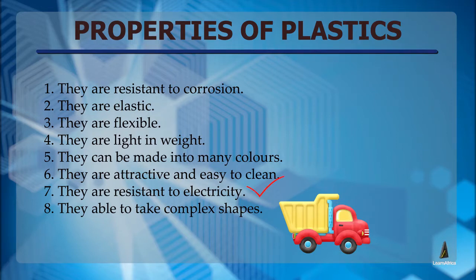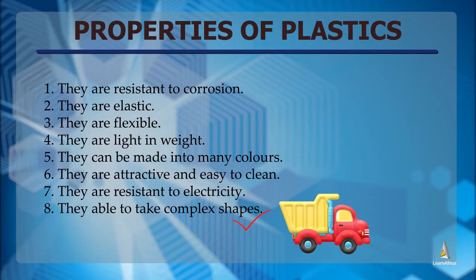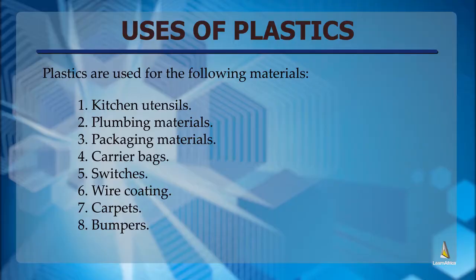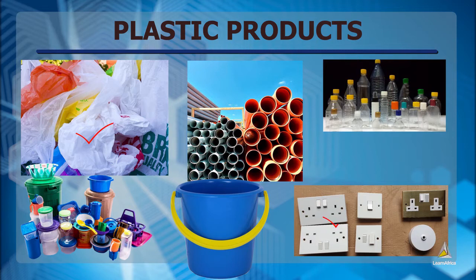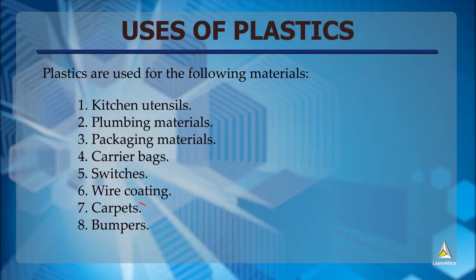Plastics are resistant to electricity. That is why they are used in making electric switches and sockets. And plastics can take complex shapes. Even in our houses and schools, there are several products made from plastics. Plastics can be used in making the following materials: kitchen utensils, plumbing materials, packaging materials, carrier bags, switches, wire coating, carpets, and bumpers. Bumpers are car bumpers.